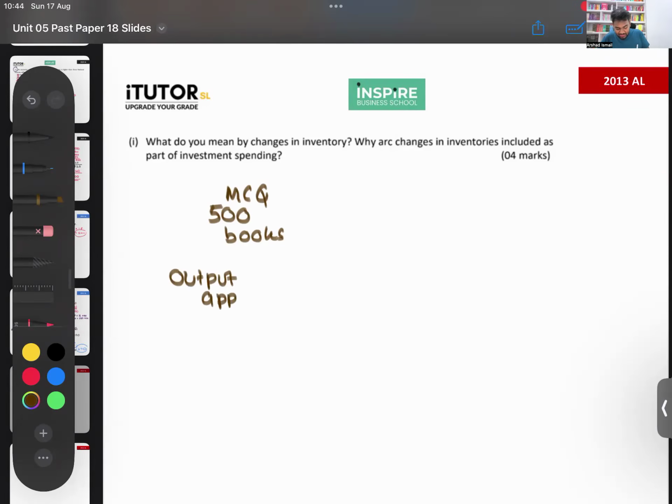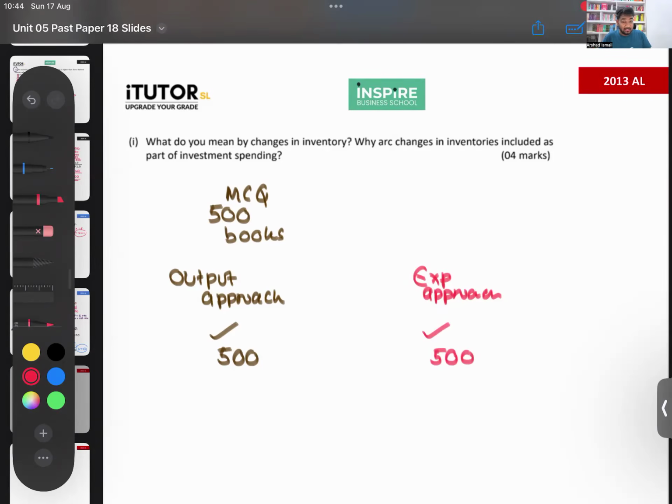The output approach is all the final goods and services produced. Under industry, manufacturing, these 500 books will be there. All 500 books are there in the output approach. Then in the expenditure approach, let's say all these 500 books got sold. I printed 500 books, 500 of you all joined, all the books got sold. So then the expenditure approach will also have 500.